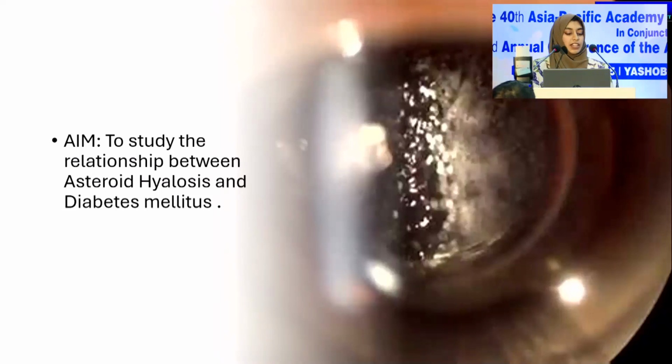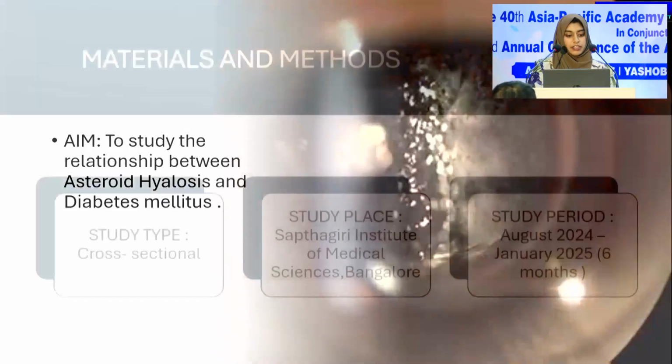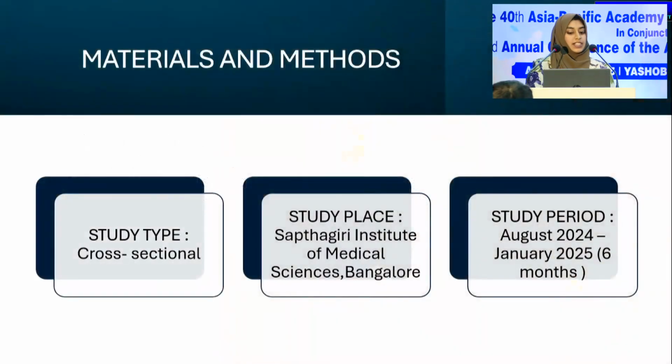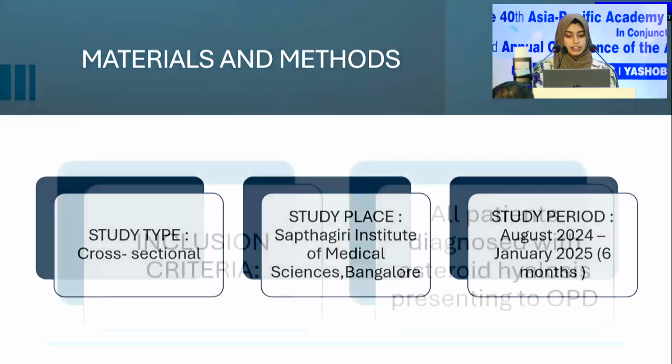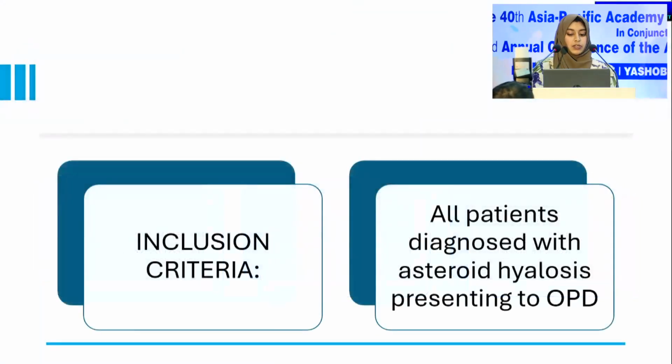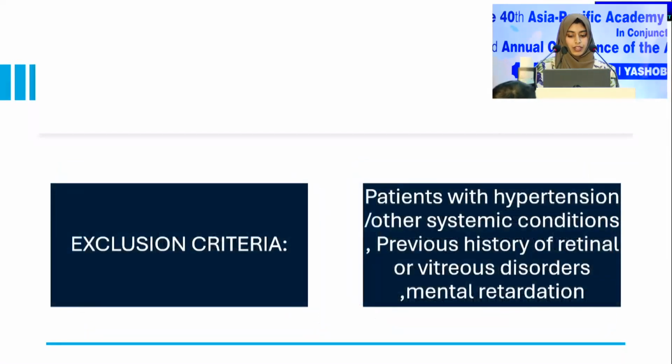The aim of my study was to study the relationship between asteroid hyalosis and diabetes mellitus. It is a cross-sectional study which was done over a period of 6 months. Patients who were diagnosed with asteroid hyalosis were selected, and my exclusion criteria were patients with hypertension or other systemic conditions, previous history of retinal or vitreous disorders, or mental retardation.